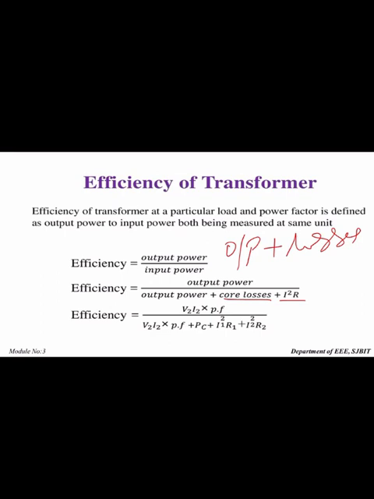Since we consider the secondary as the side where the load is connected, whatever voltage and current we get on the secondary side is related to the output. So we can write the output power as V2 into I2 into power factor. The efficiency is then V2 I2 power factor divided by V2 I2 power factor plus the core loss plus the copper loss. The copper loss is included for both the primary and secondary, so it will be I1 square R1 plus I2 square R2.